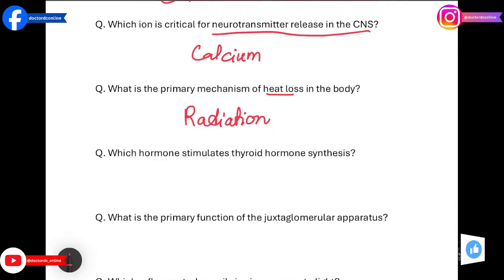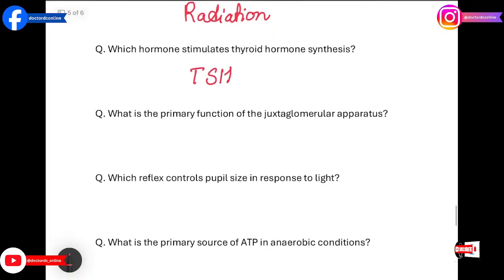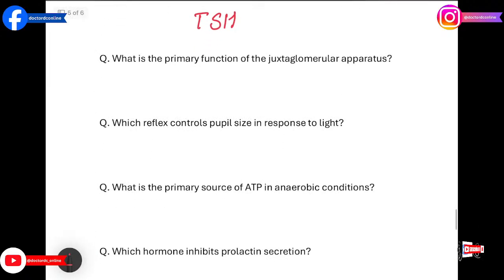The next question is which hormone stimulates thyroid hormone synthesis, and the answer is TSH, that is thyroid stimulating hormone. It acts on the thyroid to produce T3 and T4.